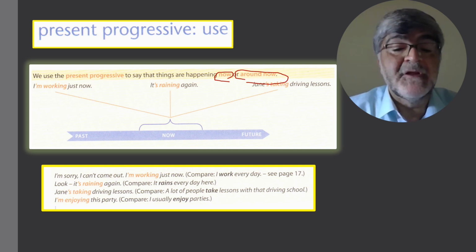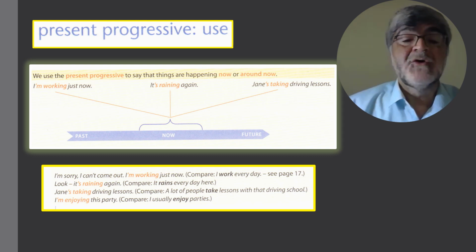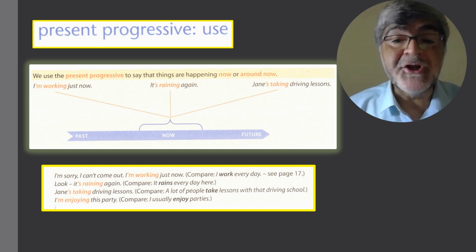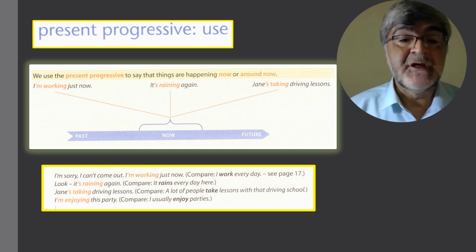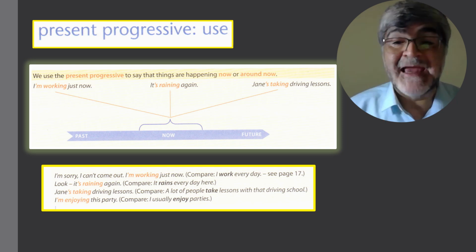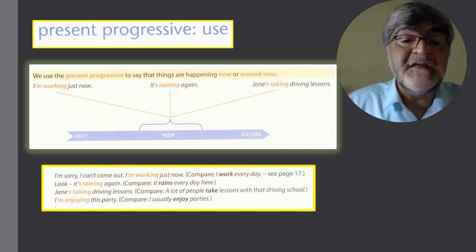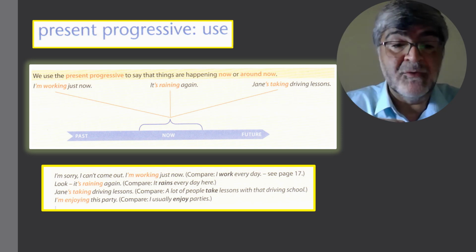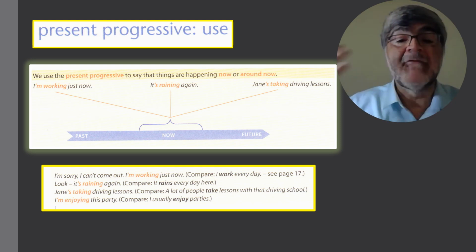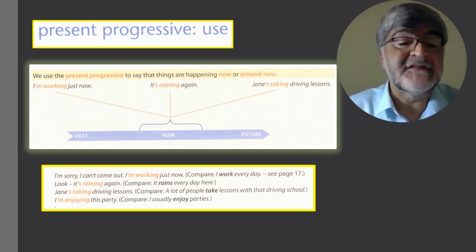For example, you're doing something during these days, not just exactly now. We can say, okay, what are you doing now? I am teaching English. And what are you doing these days? I'm recording videos these days. Then you see that it's just not now, at the moment. We can use it for around now, these days, for example.